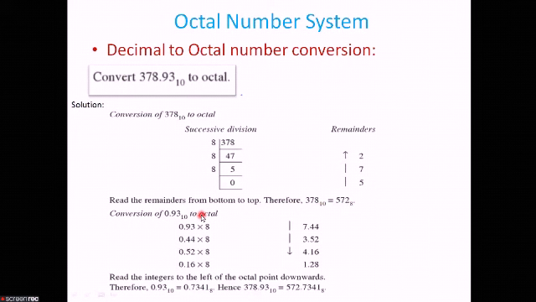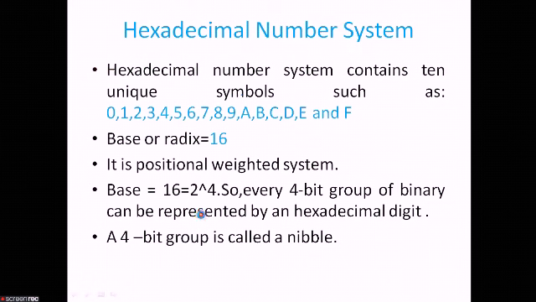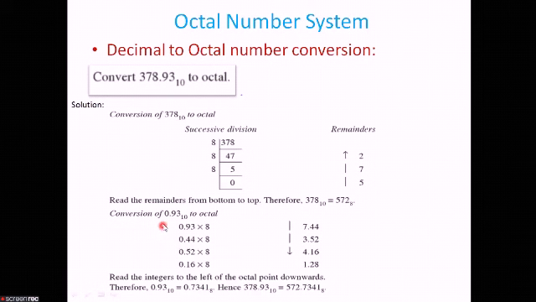Next is the conversion of 0.93, which is a fractional part, to octal. Now what is the method for doing it? We have to multiply by 8 and we have to read the integers from the left, pointing downwards. So just take it, 0.93 into 8, it is 7.44.